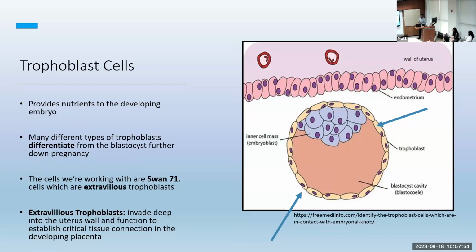There are many types of trophoblasts that differentiate from the blastocyst, which is shown right here, further down in pregnancy. The cells we're working with are called 171 cells, which are extravillous trophoblasts. Extravillous trophoblasts invade deep into the uterine wall and function to establish critical tissue connections in the developing placenta, which is important for us to see how benzene affects growth in the placenta.